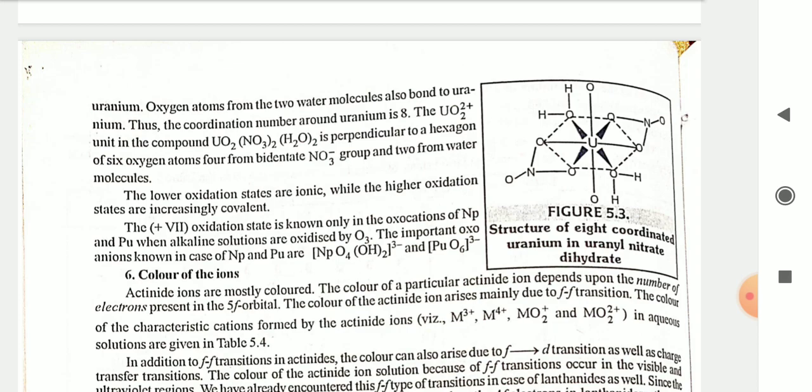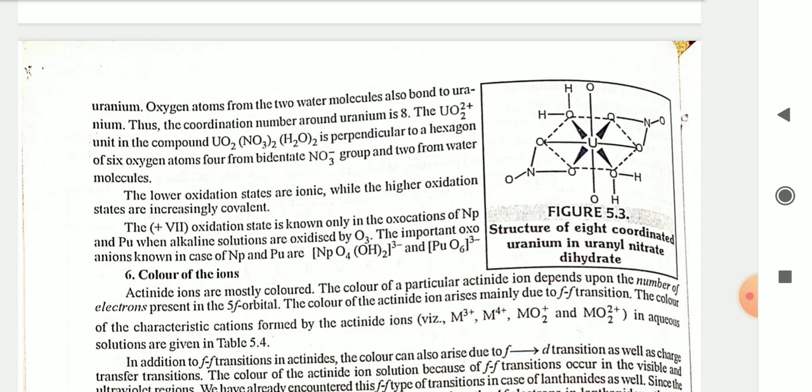The lower oxidation states are ionic, while the higher oxidation states are increasingly covalent. The +7 oxidation state is known only in the oxocations of Np and Pu, when alkaline solutions are oxidized by O3. The important oxoanions known in the case of Np and Pu are NpO4(OH)2 3- and PuO6 3-. 6. Color of the ions.